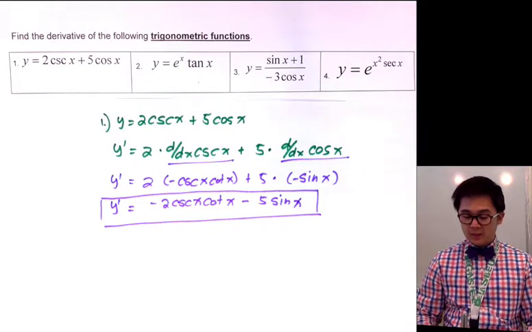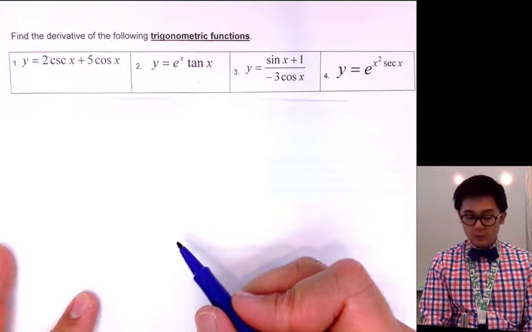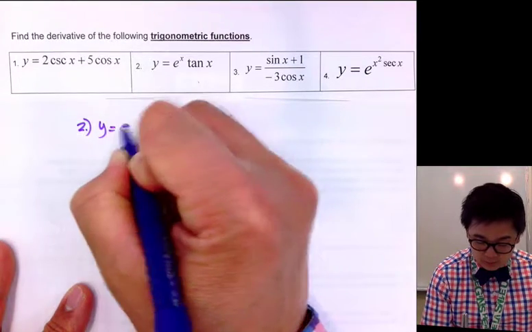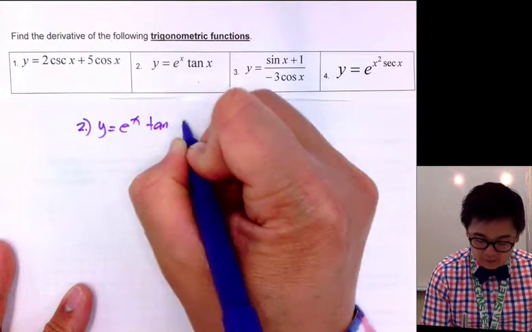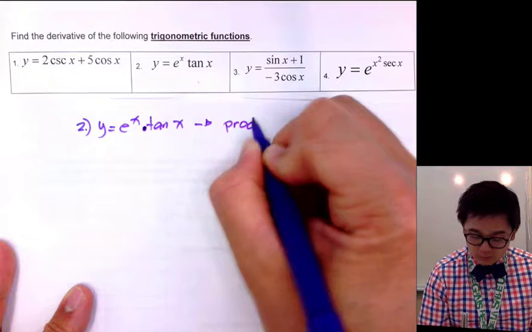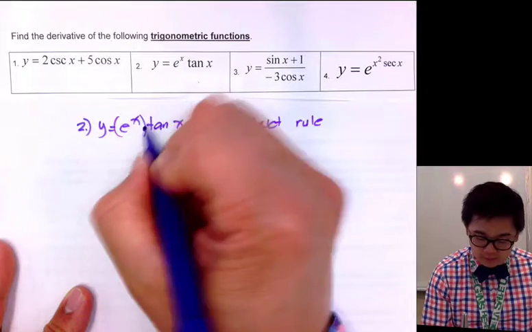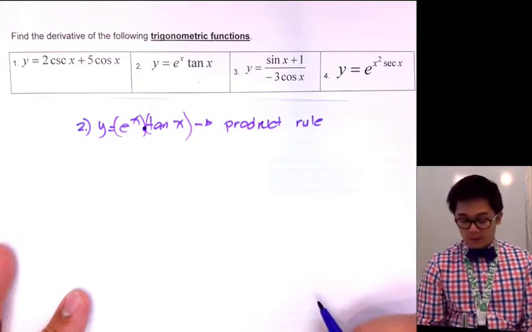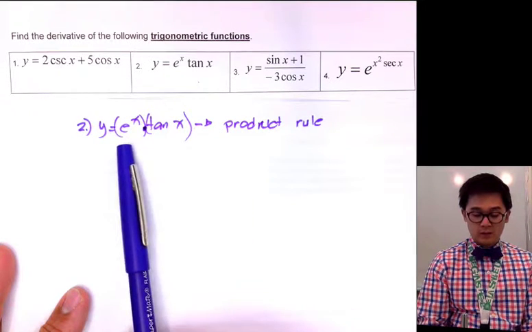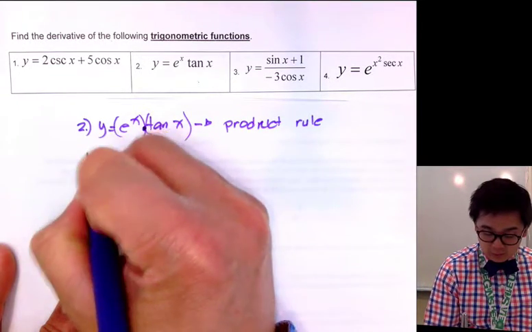Now let's find the derivative of the second function, which is giving us e to the x and tangent x. So number 2 is y equals e to the x tangent x, and in this function we know that we're going to be using the product rule because we have two separate functions. The product rule is the derivative of the first, copy the second, plus copy the first, and then the derivative of the second. So let's do that in our solution.